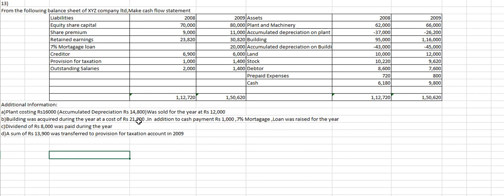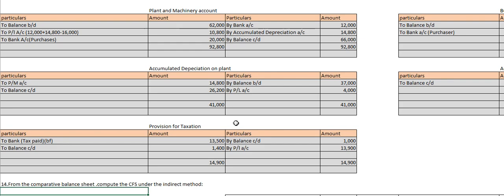So 12,000 worth of plant was sold for 12,000, which means it's a profit on sales. So to profit and loss account, 12,000 plus 14,800 minus 16,000, which is 10,800.